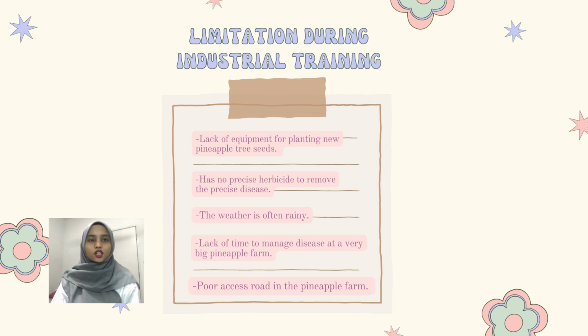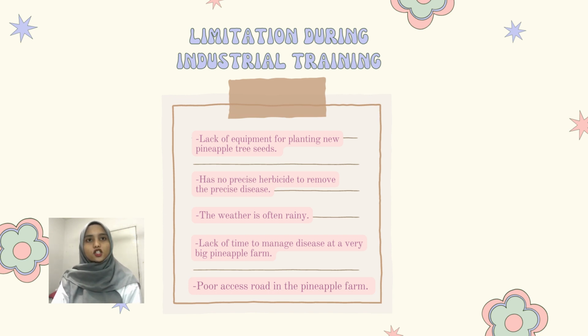The next limitation is lack of time to manage disease at a very big pineapple farm. To manage disease at a very big farm, we need more students to finish the work. The time that has been given to every student is only 8 hours. 8 hours are not enough to spray the herbicide on all pineapple trees. Because of that, some pineapple trees cannot be saved.